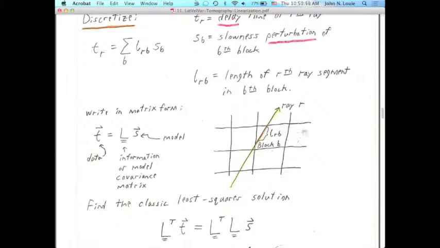Let's say over here, where I'm pointing, that's block B plus 1. What's the length of ray R in block B plus 1? This ray here, does it intersect this block B plus 1? No. So the ray length is 0. And that's really all you need to keep track of.